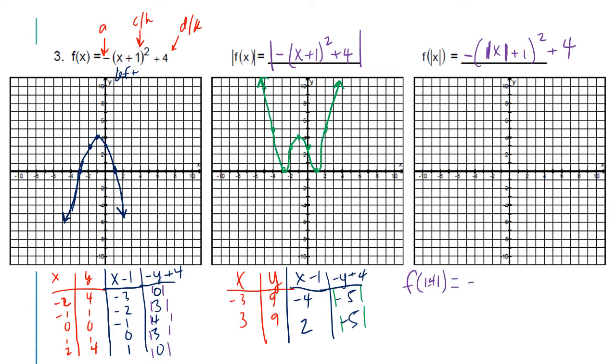So it's going to be negative the absolute value of negative 4 plus 1 squared plus 4, right? So that's going to give me 4 plus 1 squared. 4 plus 1 is 5. 5 squared is 25. And there's a negative, so it's negative 25 plus 4, which is going to be negative 21. Well, I can't graph that, so that's too big for me to try to expand on. So it wouldn't be graphable.